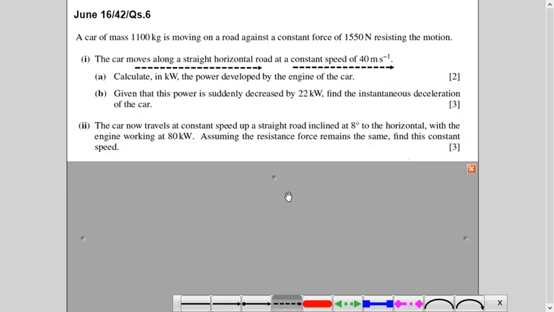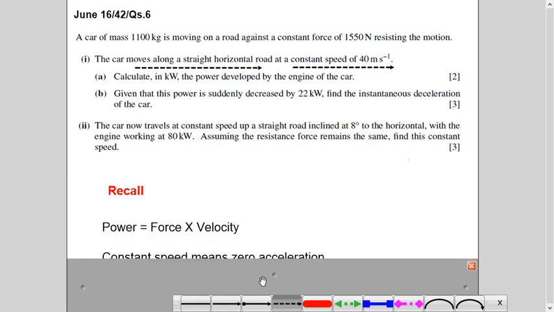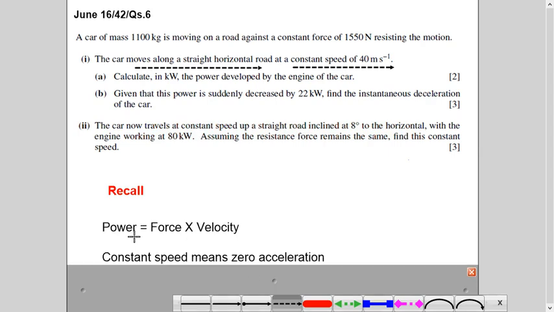First part first. To solve this question, you need to recall two concepts. Number one is, what is power? Power is basically the rate of work, and power is equal to force into velocity. I have already explained in my earlier video how this formula is derived from the rate of work. And second important thing, when the wording is constant speed, then constant speed means that acceleration is zero.